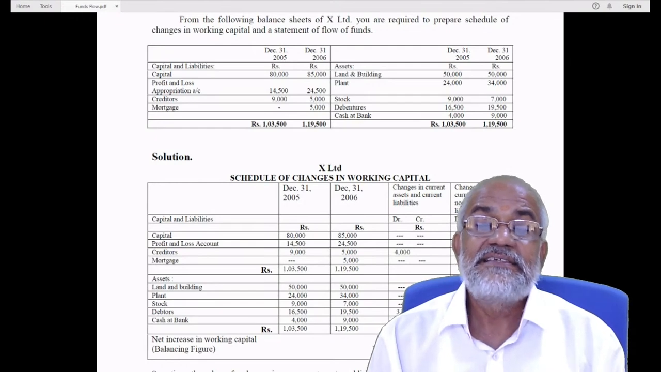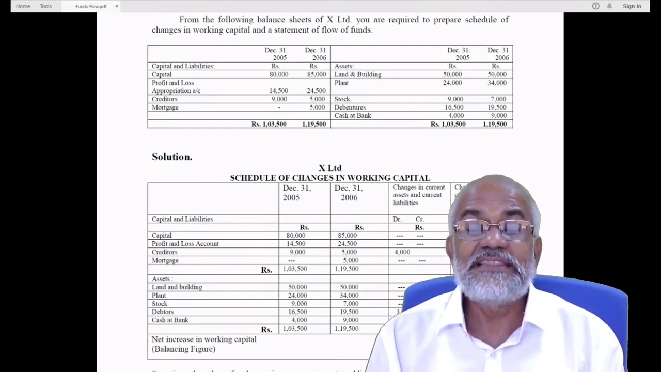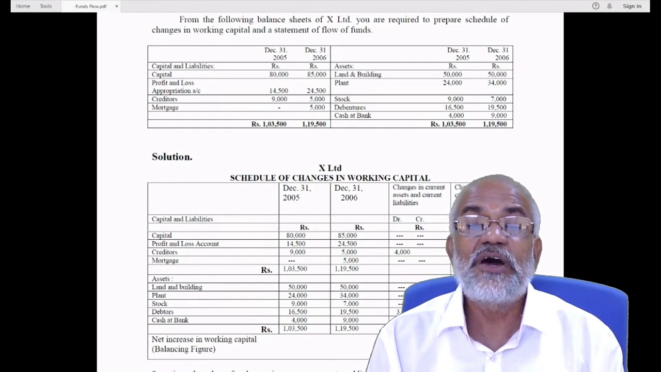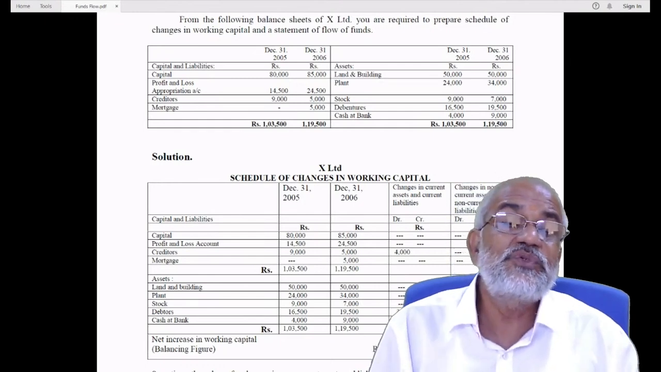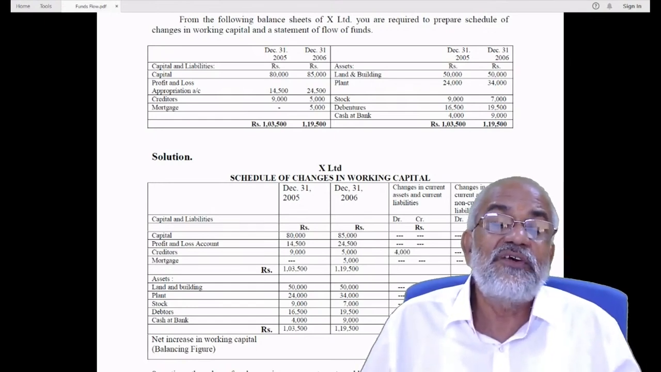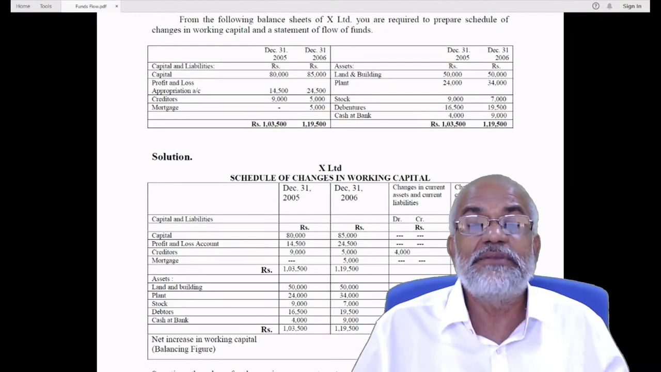Then creditors. Creditors was 9,000 at the beginning and 5,000 at the end, which means it has decreased by 4,000 rupees. And creditors belong to which category of liability? It is obviously a current liability because it is a short-term liability.